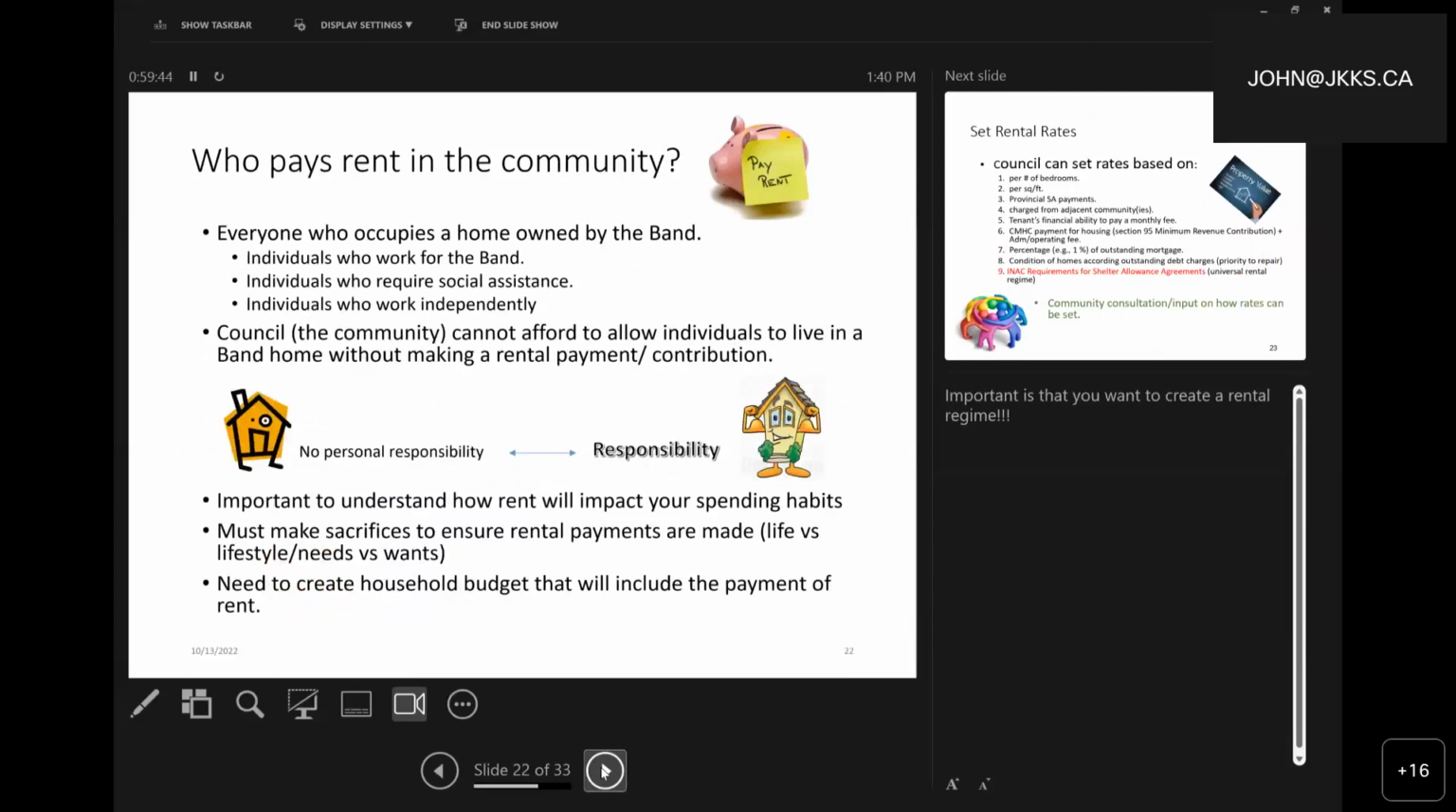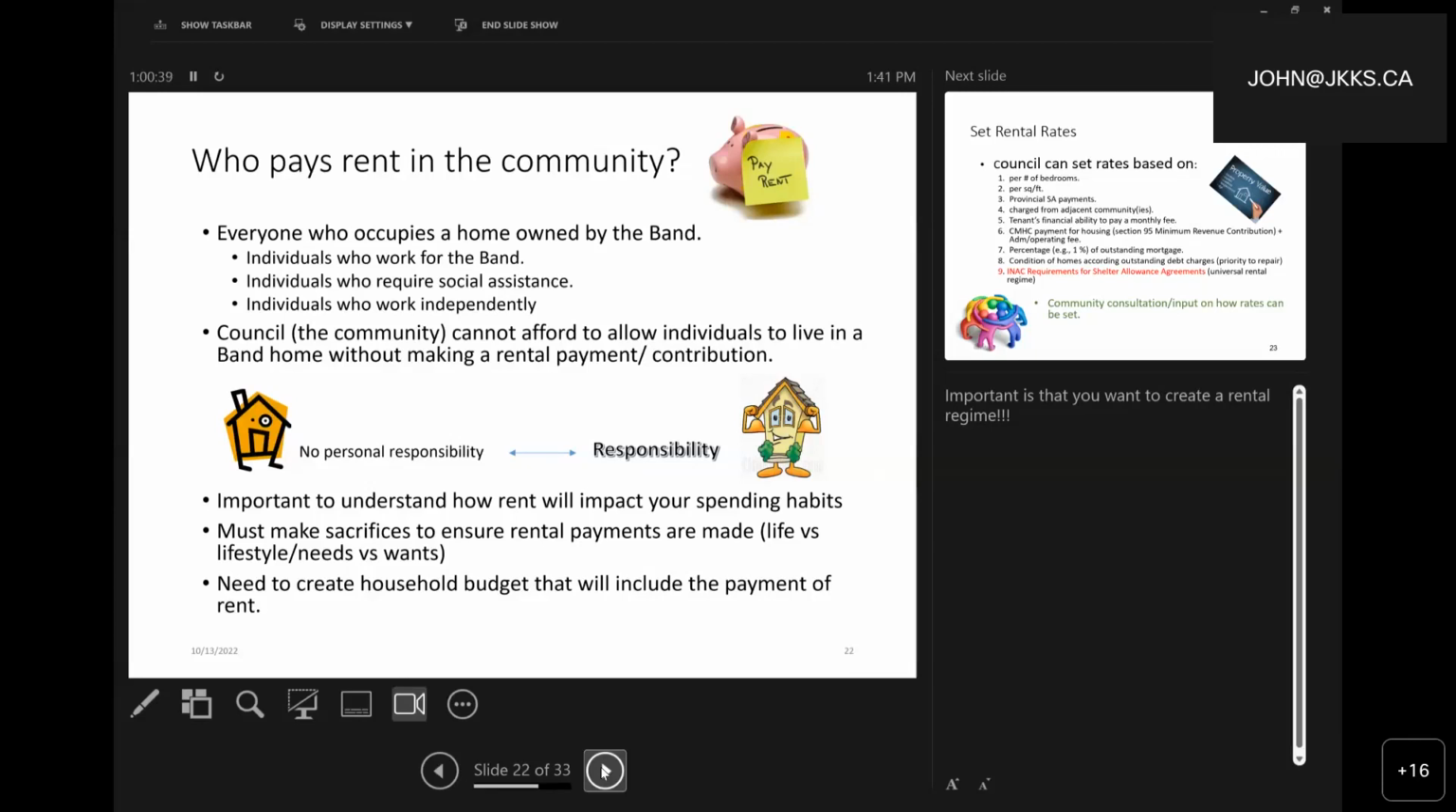So who pays for rent? Well, it should be everybody in a band home. People who live in a Section 95 home where there's no mortgage should continue to pay. People who work independently should pay. People who are on social assistance should be paying, but obviously their rates won't be the same. I know in some communities, people who work for the band are charged a rental fee. So the question is, because you work for the band, you have to pay for that home? But is that really fair when other people living in the community should also be paying for their rent? So we have a bit of a discriminatory practice taking place in those cases.